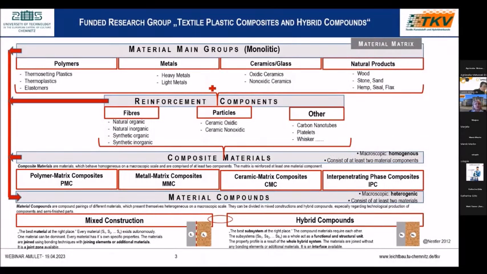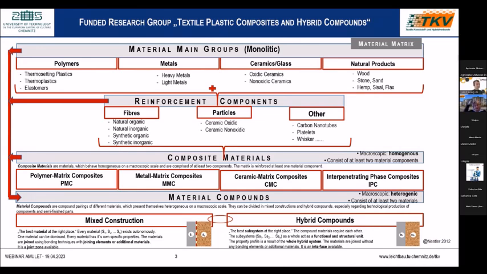This overview shows you a structured classification of materials and material systems. In the upper line, you will find the main groups of monolithic materials: polymers, metals, ceramics, and natural products. If these materials are combined with reinforcing components, such as fibers or particles or other materials, like carbon nanotubes, platelets, viscose, and so on, then you get the so-called composite materials. Composite materials are divided into polymer matrix, metal matrix, ceramic matrix, and interpenetrating composites.